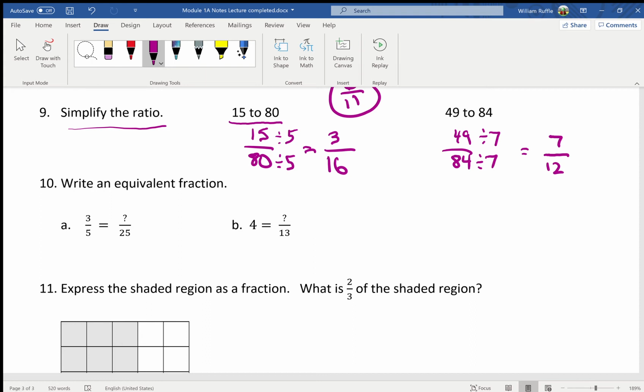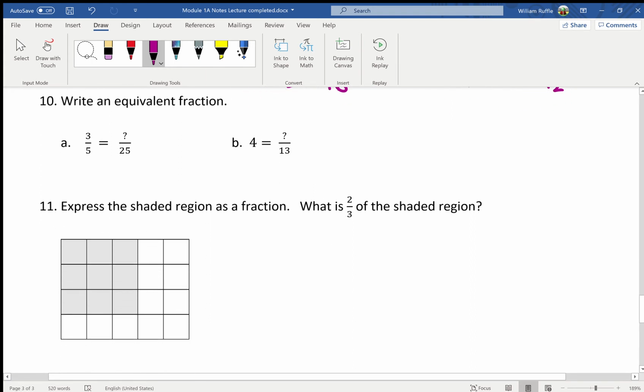This next section is almost preparing you for 1B. They're trying to plant a seed here. If we want to write equivalent fractions here, what I got to look at is 5 times what is 25. So I got to multiply the bottom by 5. Then I got to multiply the top by 5. 3 times 5 is 15, so the missing number is 15. But if you notice, it's equivalent because I'm multiplying by 5 over 5. 5 over 5 is really just multiplying by 1. Anything times 1 is itself.